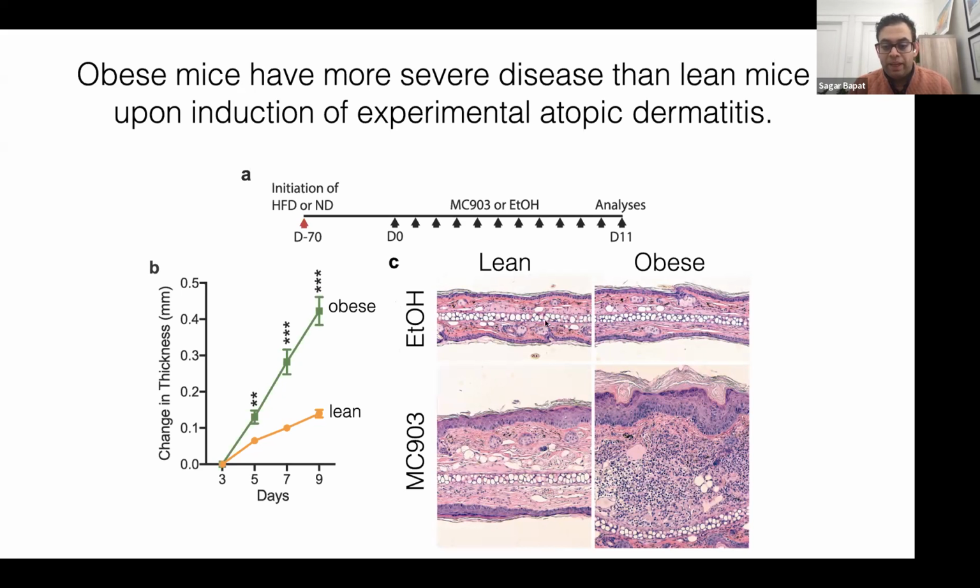Here is a cartilage band in the ear, and on both sides are a thin dermis and epidermis. They look healthy, they look normal, they look uninflamed. When you give the lean animal MC903, there is actually some disease created. And so you can see expansion of dermis as well as the epidermis, but nothing like what you see in the obese animal.